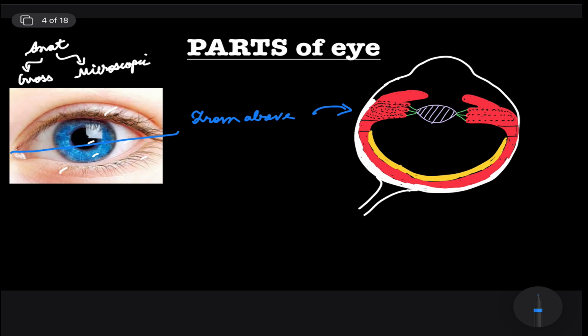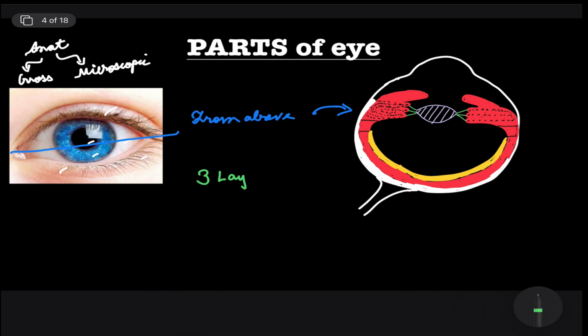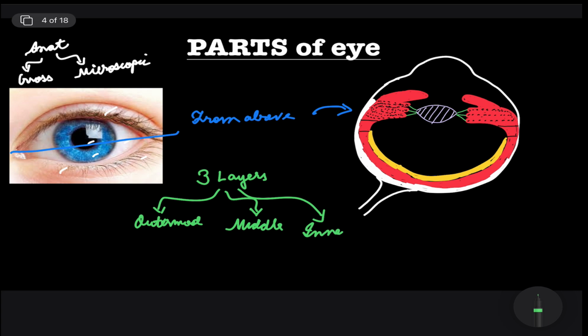So if we are to be blunt about it, let's just first get the factual things out first. There are 3 layers of the eye. Let's write them down. 3 layers. What are they? There are fancy names for them, but first let's get the basic things out first. The outermost, the middle, and the innermost layers.